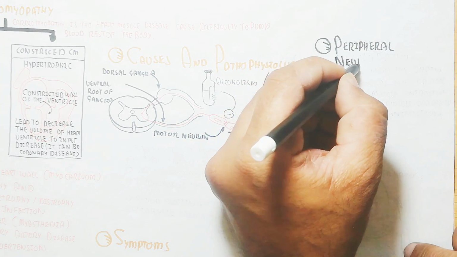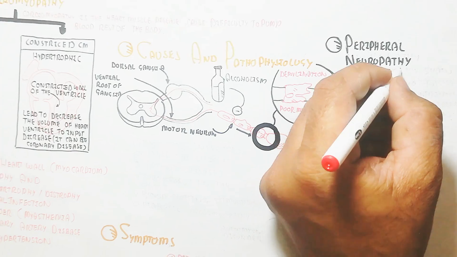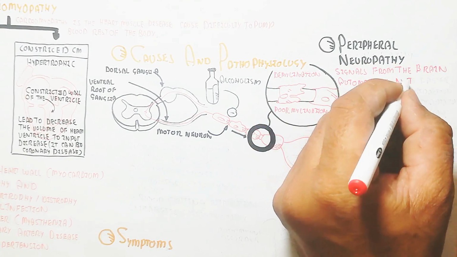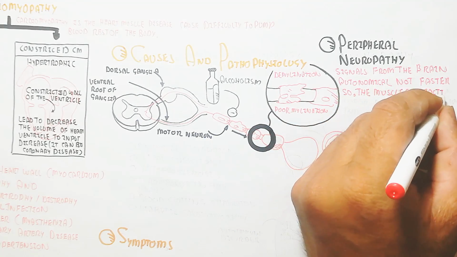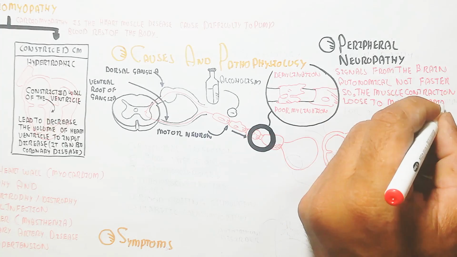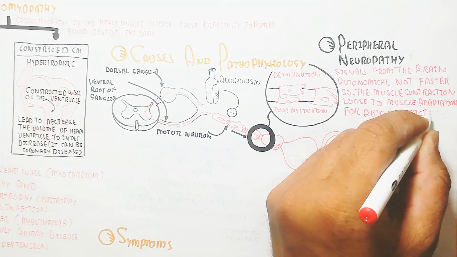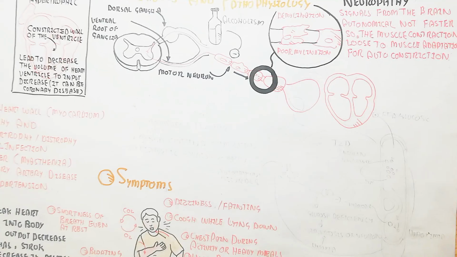Peripheral neuropathy is a disease of the peripheral nervous system, the autonomic system. Signals from the brain are conducted autonomically, but not faster. So the muscle contraction is lost due to muscle adaptation. In this way, cardiomyopathy will occur. In this way, the changes in the function and structure of the cardiomyocyte will lead to cardiomyopathy.